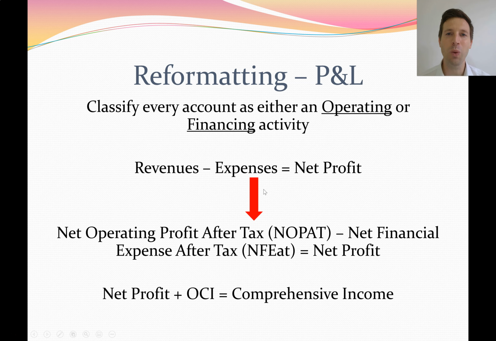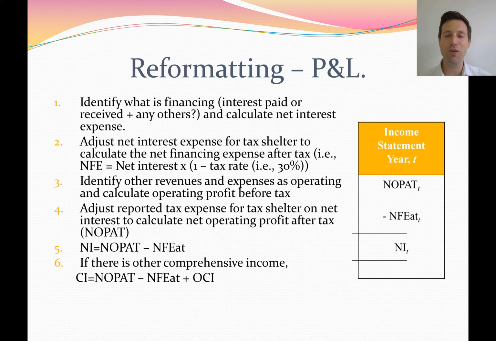After we reformat, we're going to have some different headings. We're going to have net operating profit after tax, or NOPAT, minus net financial expense after tax, and that equals net profit. So our overall profit number is going to stay the same. All we're doing is reclassifying the accounts into different groupings, whether they're operating or financing accounts. So to reformat the profit and loss statement, there are 6 steps that we have to follow.